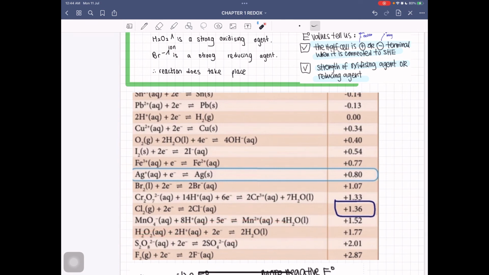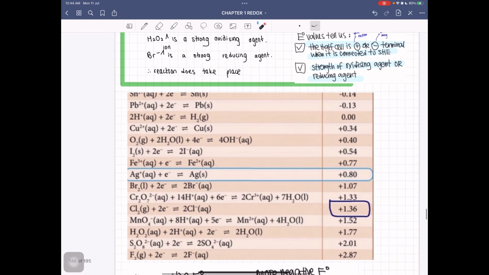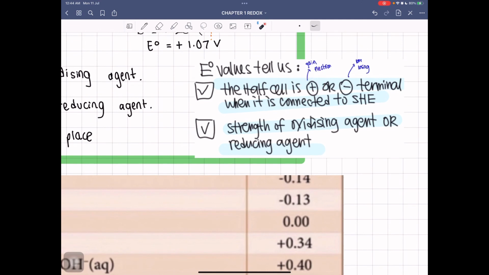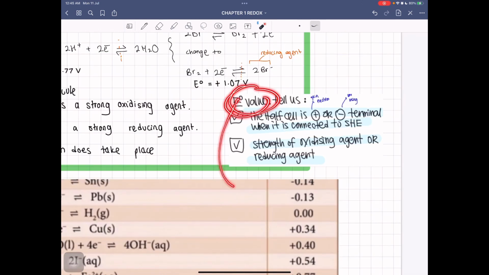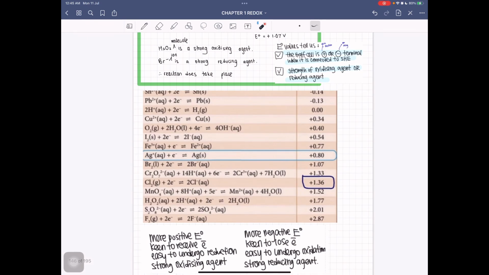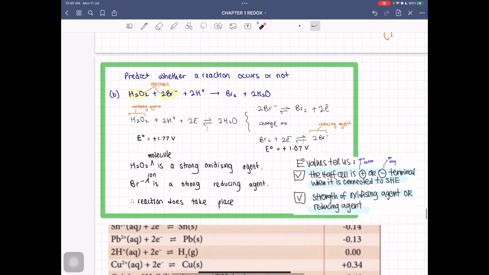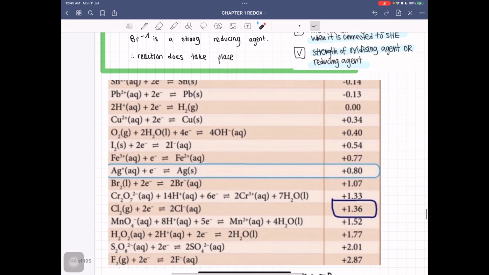By the way, I forgot to mention: if the E0 value of the half cell is positive, it means it's connected to the positive terminal. If it's negative, then we know it's connected to the negative terminal. The value also shows us the strength of the oxidizing agent or reducing agent. We're going to write this down over here. So here, it's here. Now the next one is bromide, so we're going to compare that here.